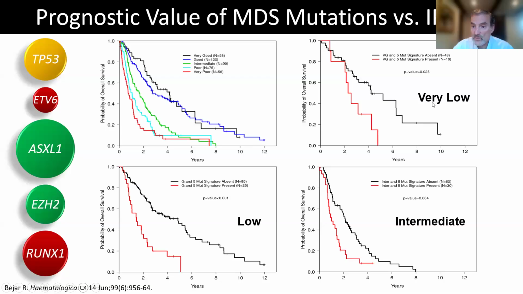And it didn't matter if patients were in the very low risk group, where about 20% of patients had adverse mutations, or in the low risk group, where about a quarter of patients had adverse mutations, or in the intermediate risk group, where about a third of patients had adverse mutations. Whenever those mutations were present, the survival was not as long as we might have thought it was going to be.